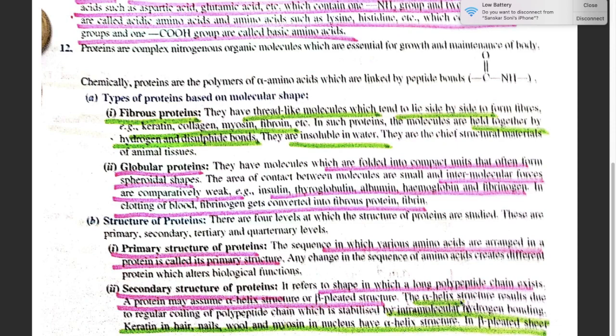The alpha helix results due to the regular coiling of the polypeptide chain and contains intramolecular hydrogen bonds. The basic difference between the two structures is that the alpha helix contains intramolecular hydrogen bonds, whereas the beta pleated contains intermolecular hydrogen bonds. Keratin in hair, nails, wool and myosin in muscles have the alpha helix structure.